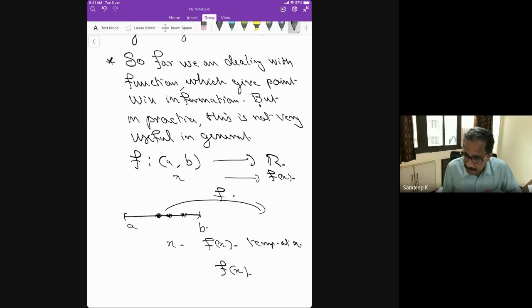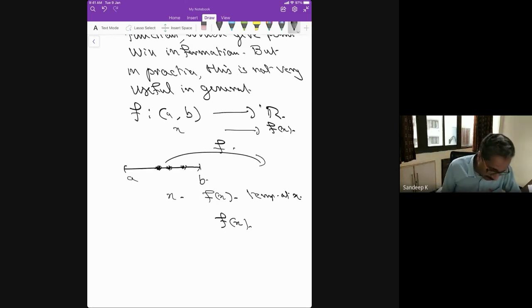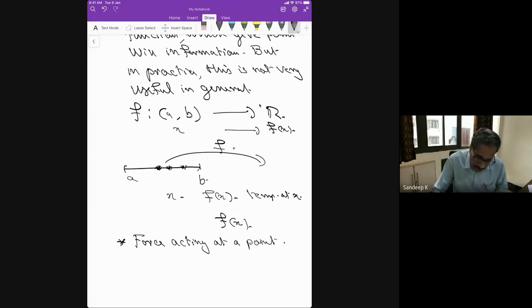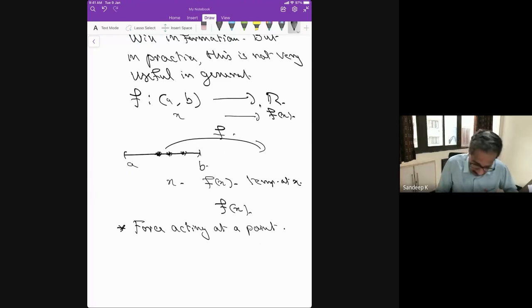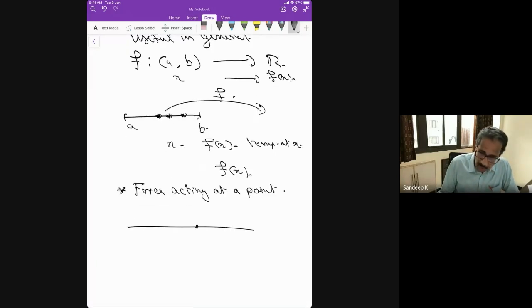What you have is information in a very small neighborhood. Similarly, in physics there are other concepts, for example, a force acting at a point. This is a concept of a large force acting at a point. Again, a point is a mathematical concept, so you cannot really have a force acting at one point. If you want to find the total force and things like that, this means you have some large number at only one point, and it is zero everywhere.